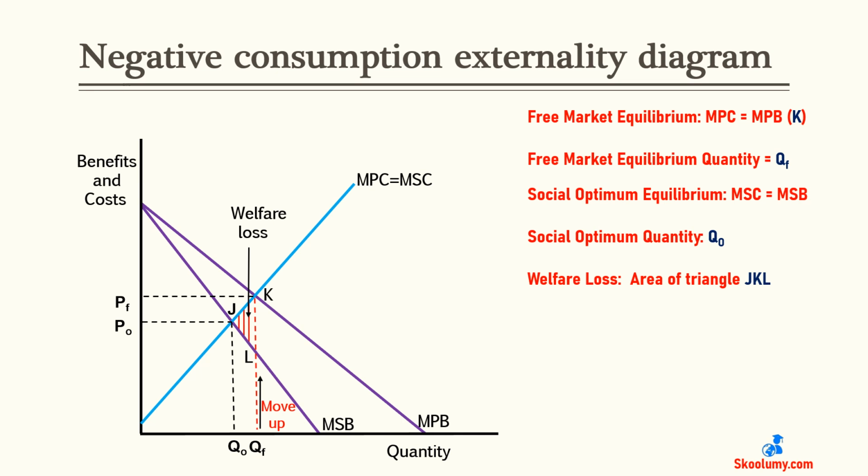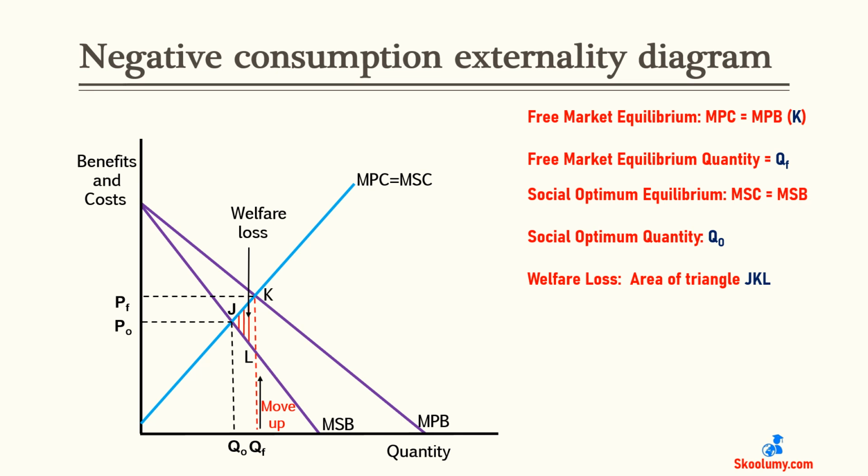The social optimum quantity is from where marginal social cost and marginal social benefit are equal. It is QO. The free market quantity is more than the social optimum quantity. This means the quantity being consumed is more than what is beneficial to the society as a whole. The society stands to benefit if less can be consumed. In other words, there is a welfare loss.